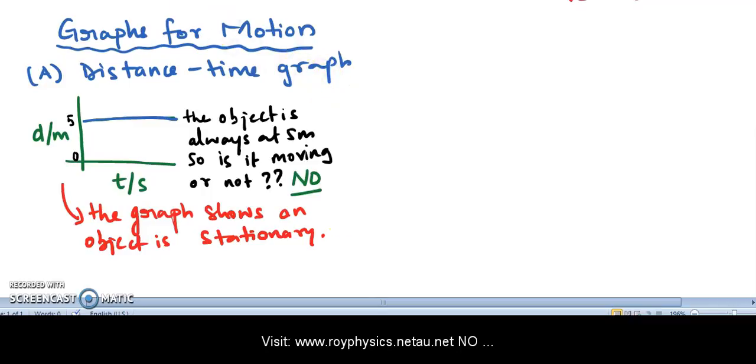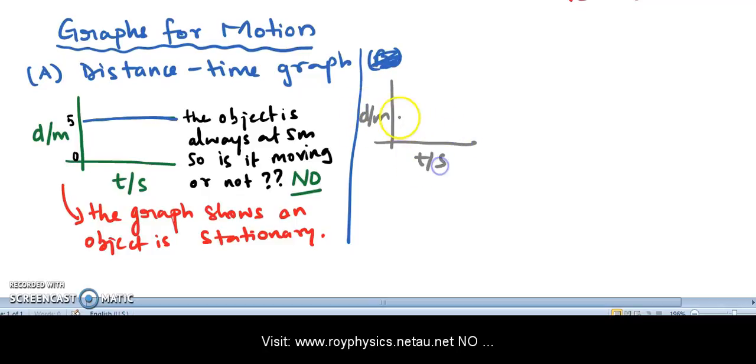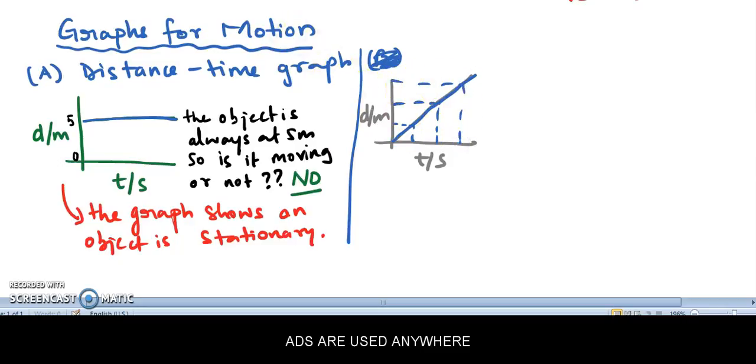Okay. Let's talk of the second type of graph now. This time, the distance which is in meter, time is in second, has a line which is going like this. What does this line actually represent, you think? If I draw this way and label the parts here, 2, then 4, then 6, then 5, 10, 15.